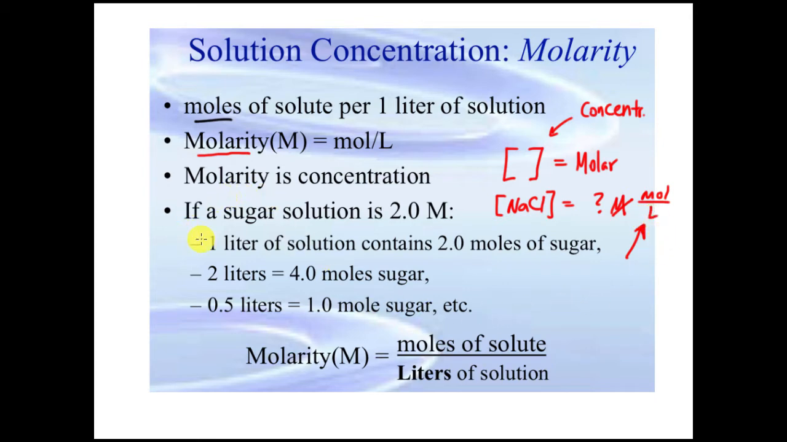So what does molarity mean? Let's take a look at an example. If I have a sugar solution and I tell you that it's 2.0 molar, what that means is that for every 1 liter of solution, it's going to contain 2 moles of sugar. I take that 2.0, cross off the capital M, and put moles per liter, which means 2.0 moles for every 1 liter of solution. If I had 2 liters, I would double it and have 4 moles. If I had half a liter, I would have 1 mole. That's what this number is telling us. So keep that in mind.